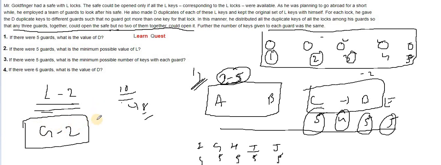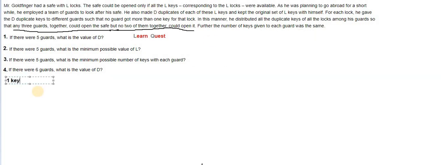So this we found. One key is given to how many guards? One key is given to G minus 2 guards. This is what we are clear about. Let me write it: one key is given to G minus 2 guards. This part is clear. Or how many duplicates were there?